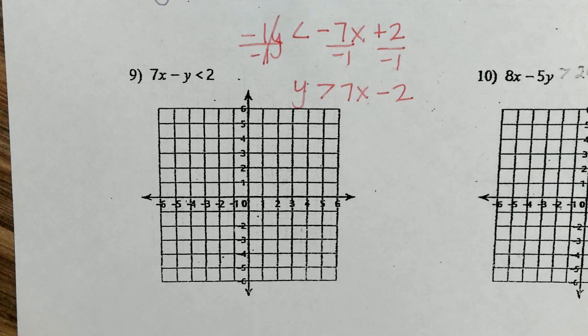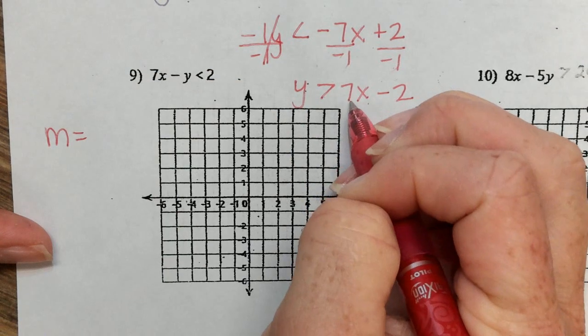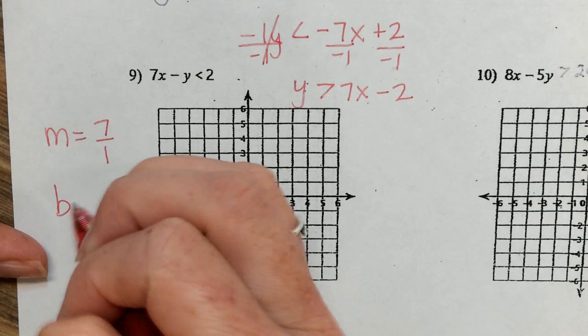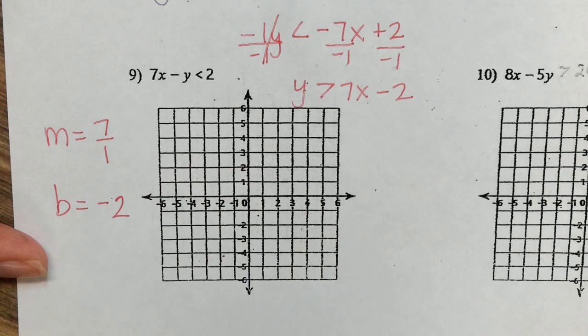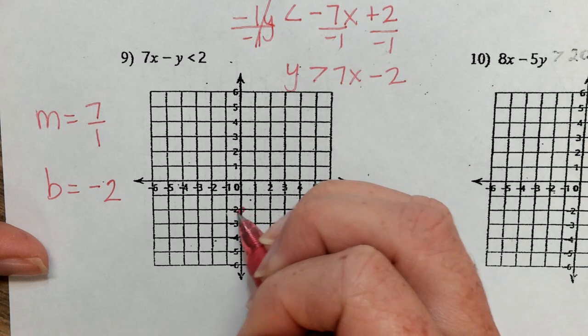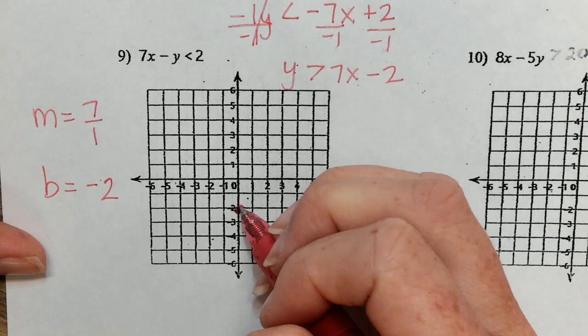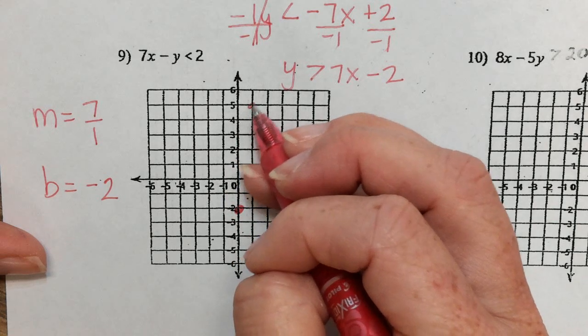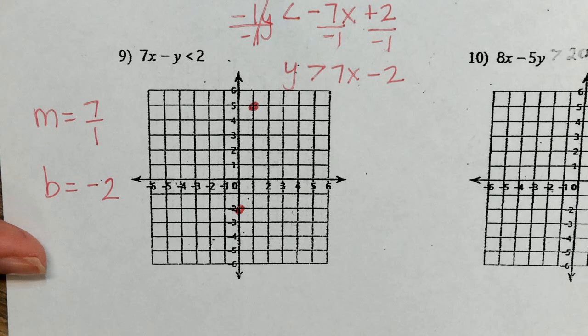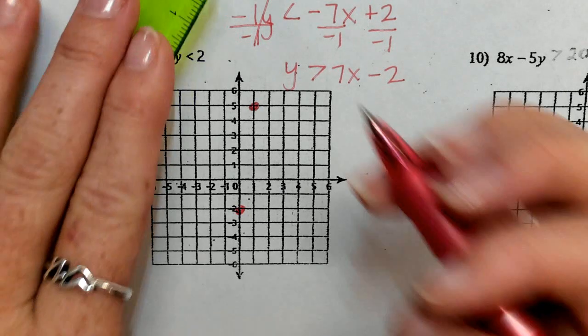Do y'all want to put it in the calculator or by hand? Hand? Personally, I like by hand, but if y'all want the calculator, go for it. I know that the m is 7 over 1, and I know the b is negative 2. So I would put a dot on the y-axis at negative 2. I would go up 7, right 1. Would it be solid or dashed? Dashed.